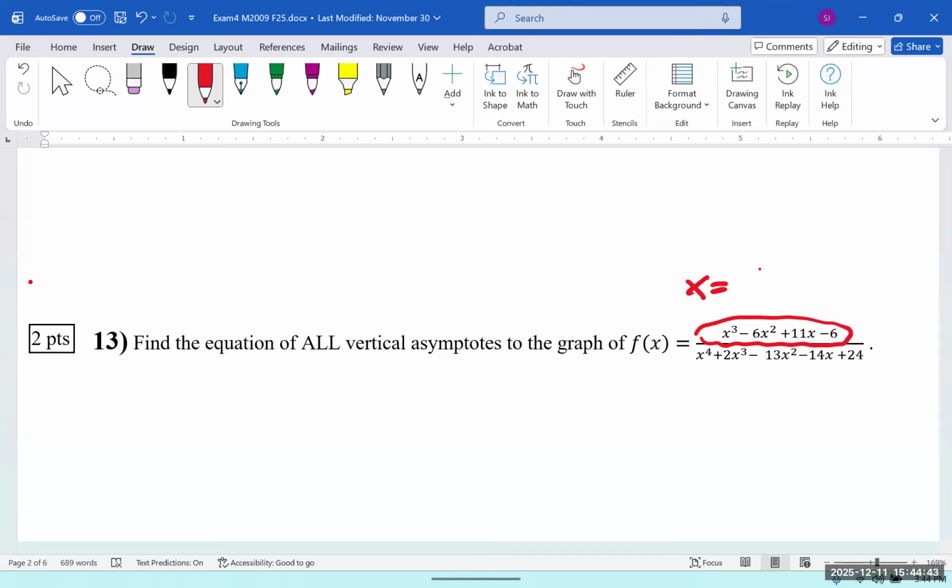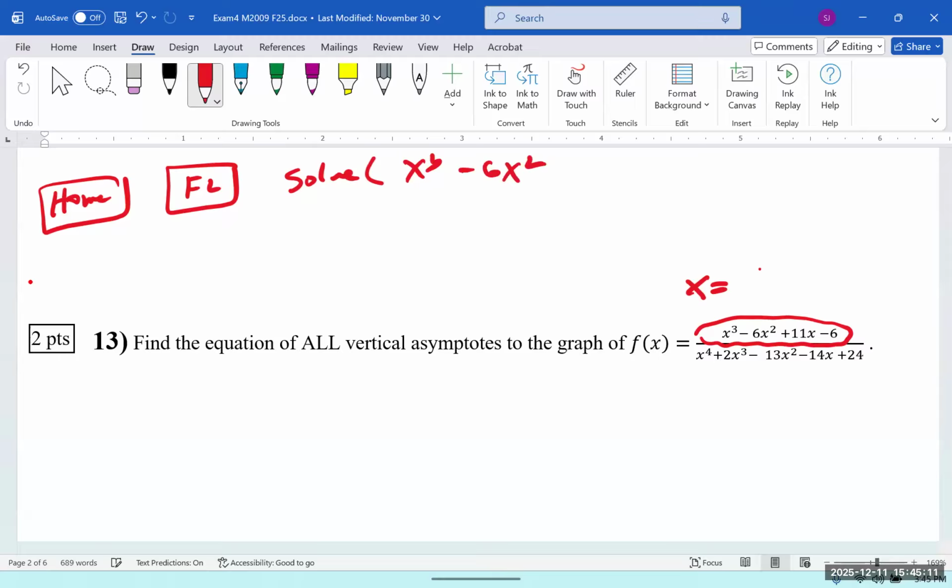Let me tell you, and you punch it. First, go to Home. Click on Home, then click on F2, and then click on Solve. Once you click on Solve, you enter your equation, the numerator only. So you enter the numerator: x cubed minus 6x squared plus 11x minus 6 equals 0. You cannot forget the equals 0.